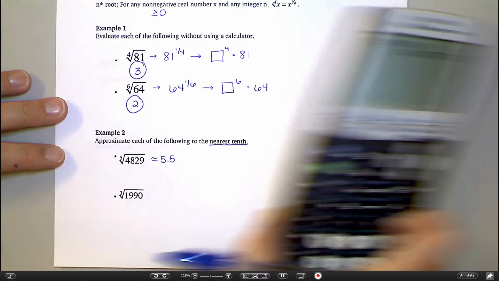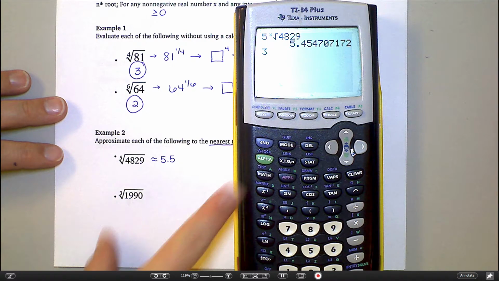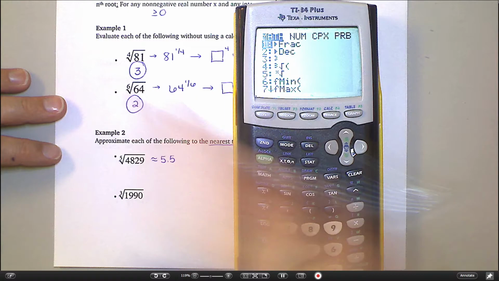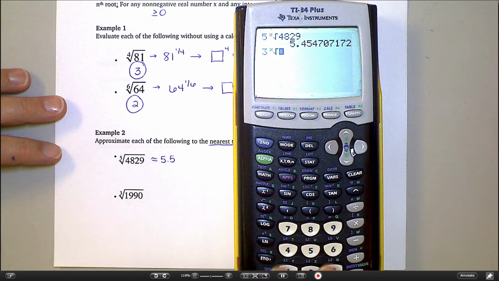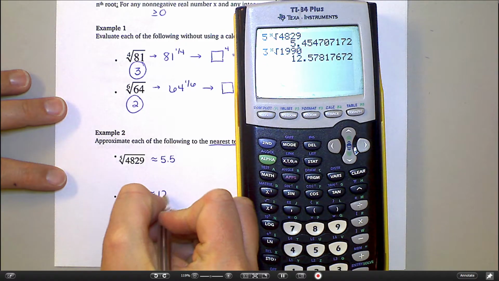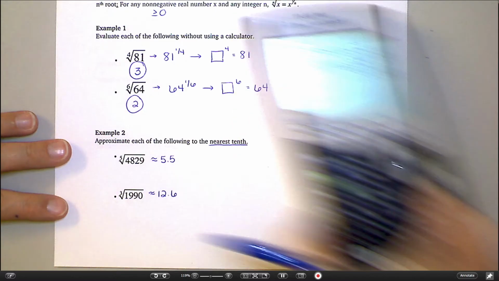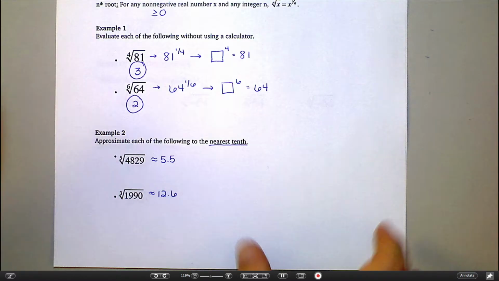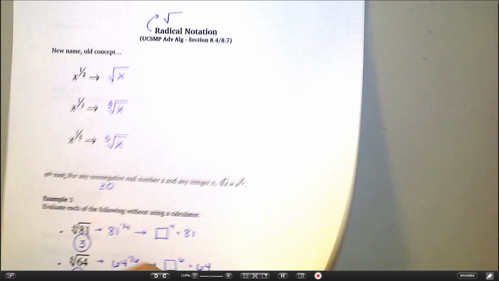So cube root of 1990, we're going to go 3, math menu, option number 5, 1990, and I get 12.6. And that's all there really is to that. So let's keep going.